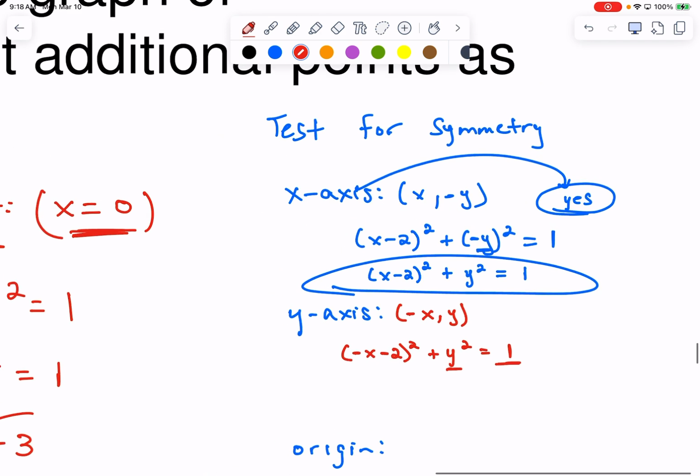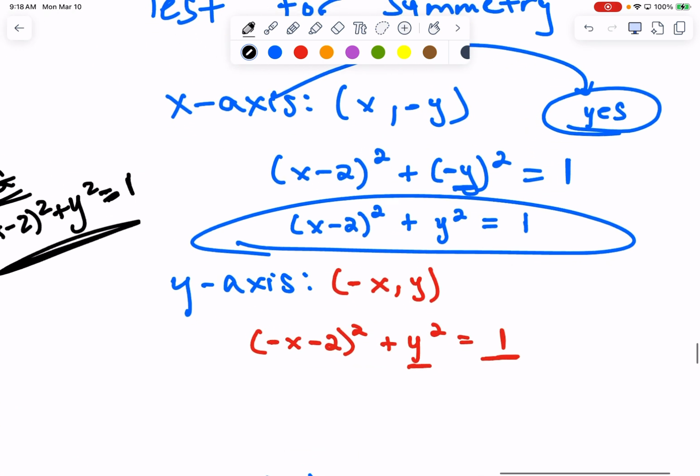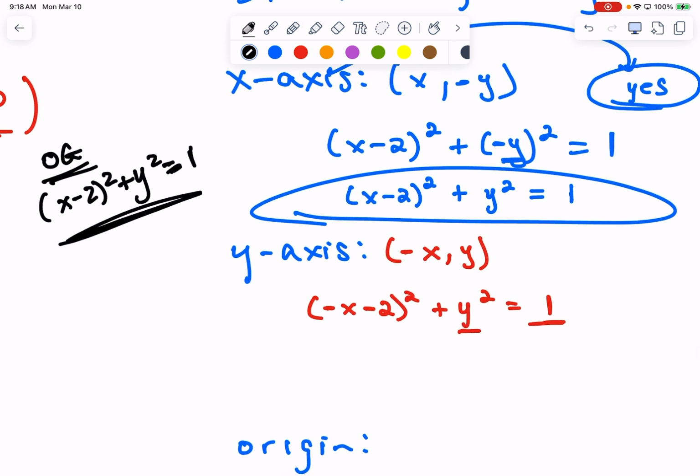I'm going to write the original equation down right here. It was (x - 2) squared plus y squared equals 1, correct? I'm going to call it the original equation. Is it okay if I call it the OG, original gangster? Okay, so the original equation is always the OG for us. All right, let's compare it. When I plugged in a negative x, can I make it look like the original?